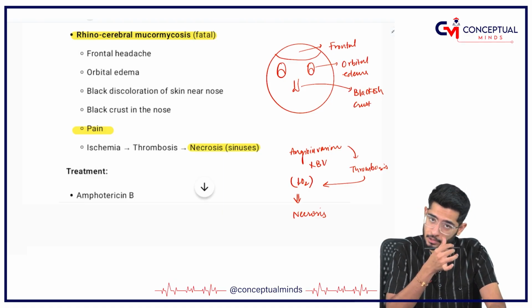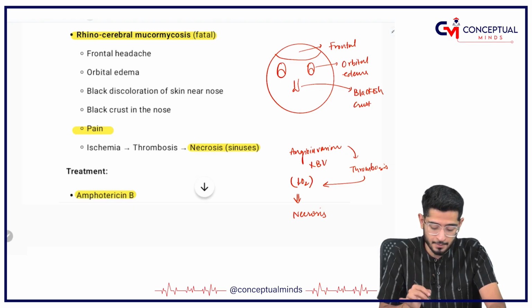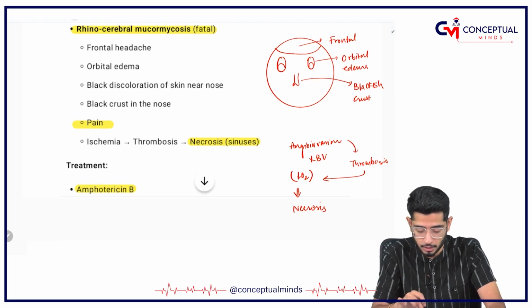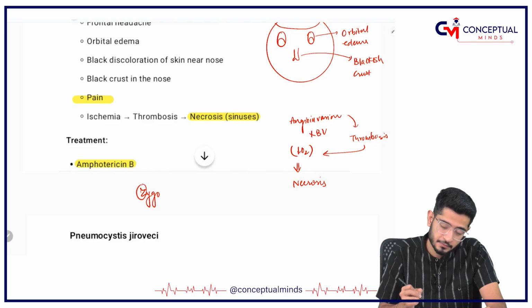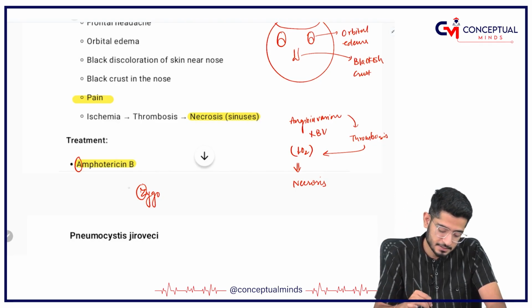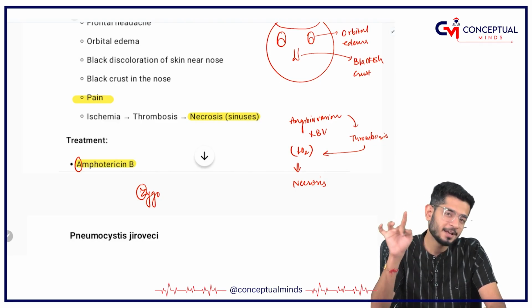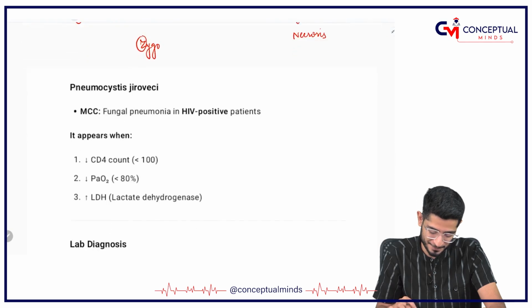So what is the treatment of choice? The treatment of choice is amphotericin B, which you have to give, okay. So very simple to remember, Zygomycetes start with the letter Z. So the treatment starts with the letter A, that is amphotericin B, because in the alphabet A and Z come very close to each other.